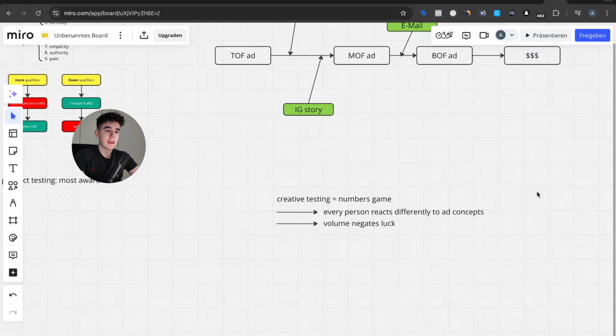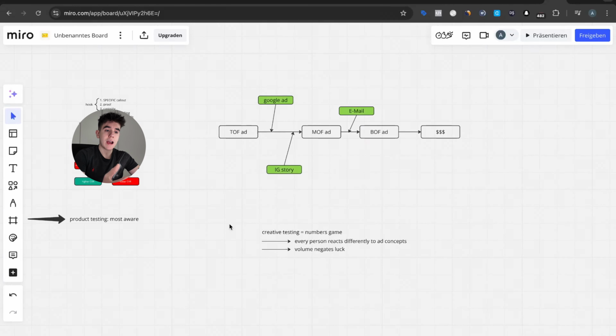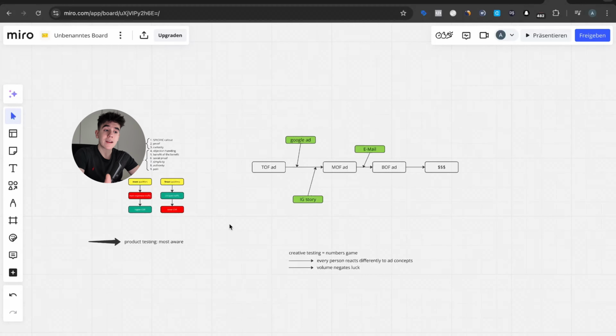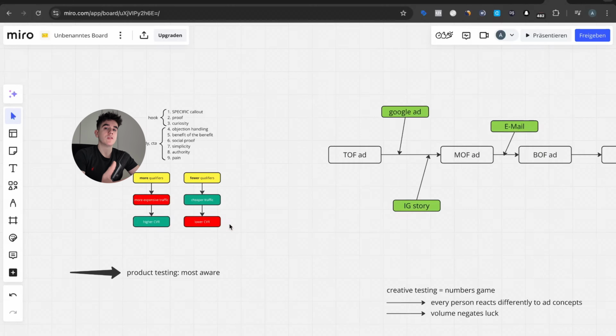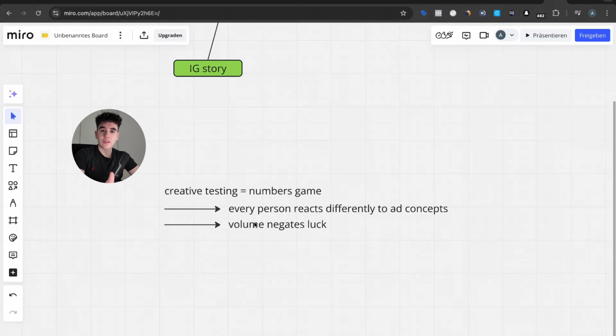Okay, really important. And like I said before, creative testing is a numbers game, because every person reacts very differently to each ad concept. If you and one of your friends would sit down and just scroll on Insta Reels for an hour, you would see completely different stuff, right? So Facebook is already pretty smart and knows what you react to and what you don't. And Facebook knows that for every person. And volume negates luck. So even if after watching this video you have the theory behind it, you know what to do technically, you still likely won't be able to replicate it. And the only reason for that is that you don't have the skills yet.